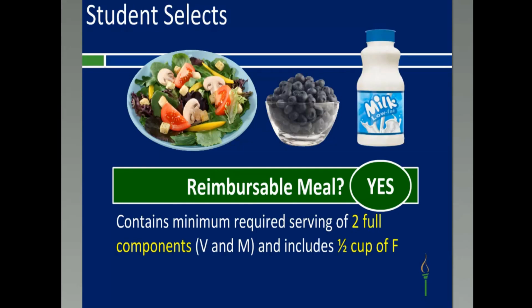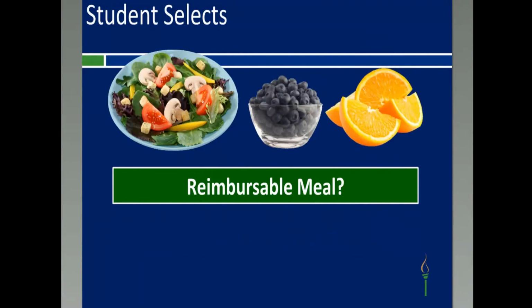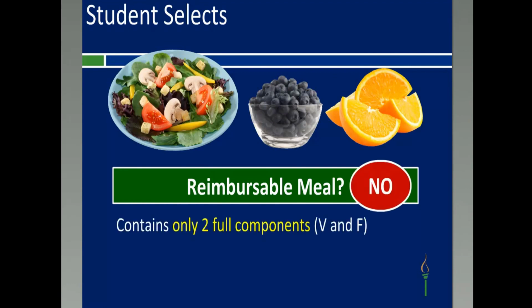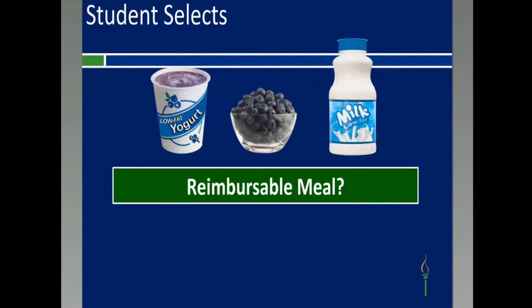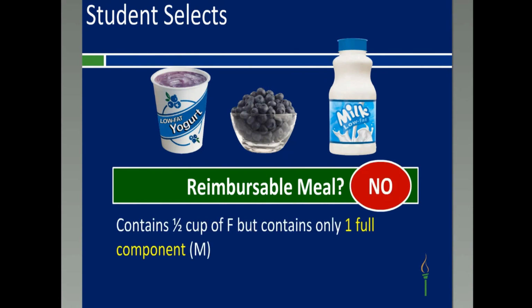Here is a reimbursable meal again. Full cup of salad is that full minimum component requirement of vegetable, the half cup of blueberries, and then the full component of the milk. Here we have a non-reimbursable meal since it is only 2 full components, the vegetable and the fruit. They would need 1 additional component to make this a reimbursable meal.